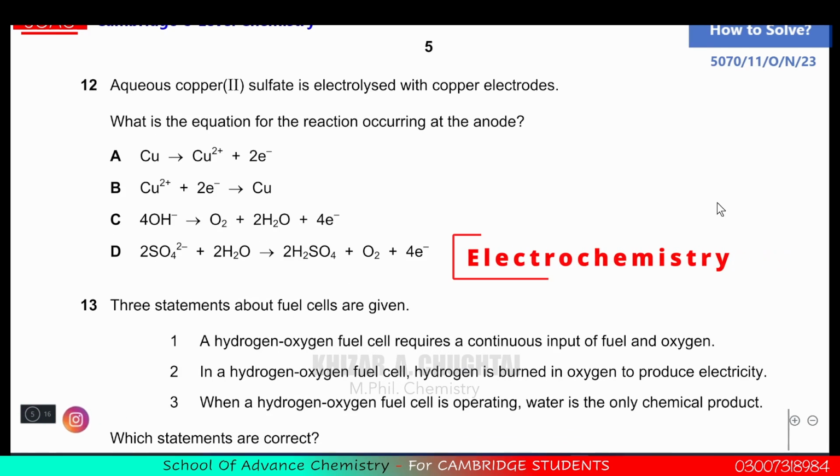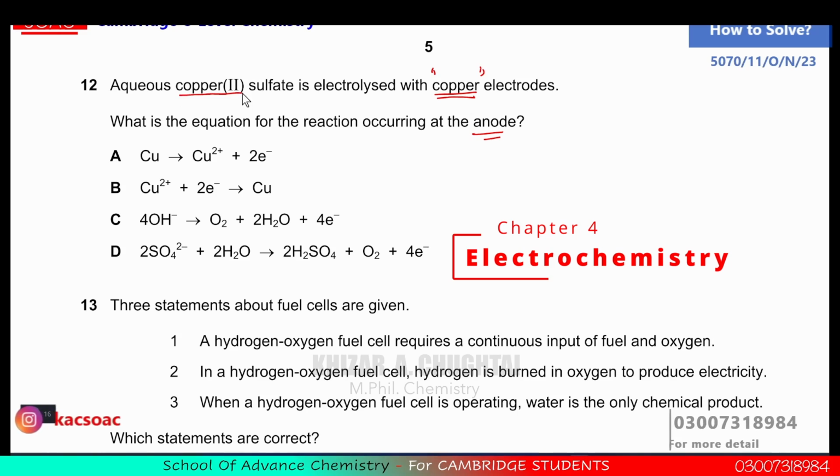Question number 12, aqueous copper(II) sulfate is electrolyzed with copper electrodes. Write the equation for the reaction occurring at the anode. You know that the electrodes are made of copper, and the electrolyte has the same metal ion, Cu2+. So if the anode is made of the same metal, then the anode will dissolve. The anode dissolves when it has the same nature of similar metal ion in the electrolyte.